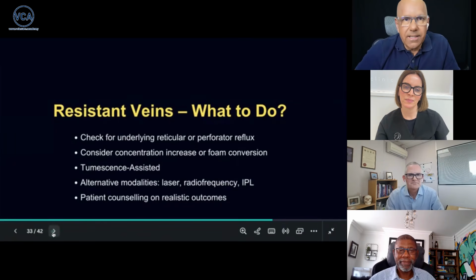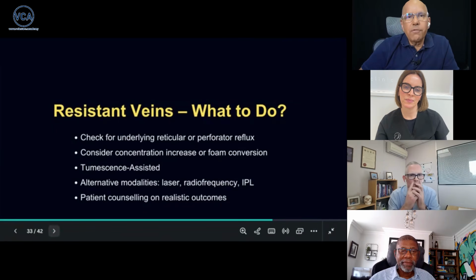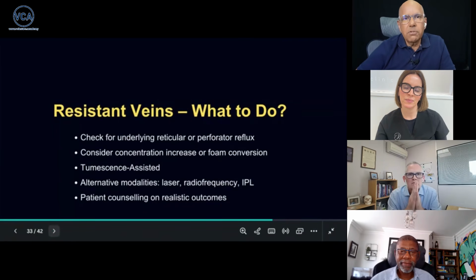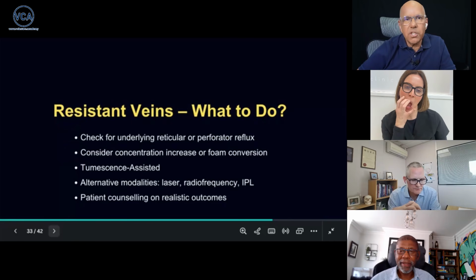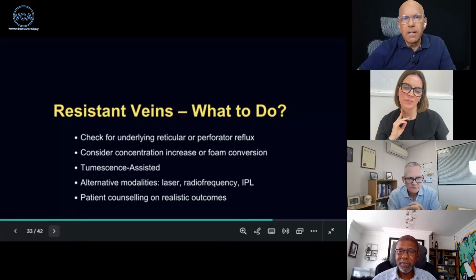Resistant veins. Is there anything we can do for resistant veins? When you do 2 treatments and you don't see much effect, do we stop? Do we say to the patient, look, microsclerotherapy is not for you? Or do we scratch our heads and go to plan B? What would you do, Zola, for resistant veins?